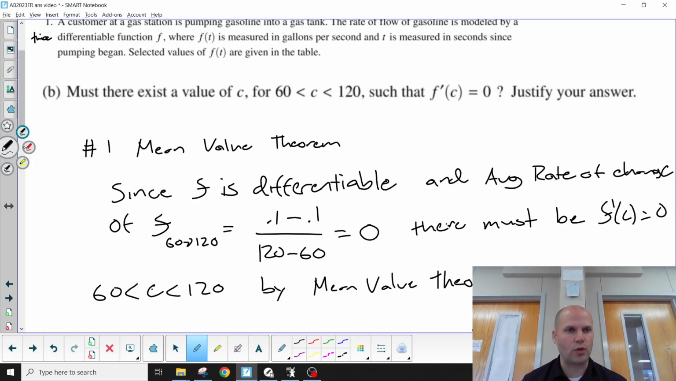I think this is worth 2 points. I think 1 point for finding the average rate of change, 1 point for stating the function is differentiable. You can use the mean value theorem. So 2 points total, we're at 5.